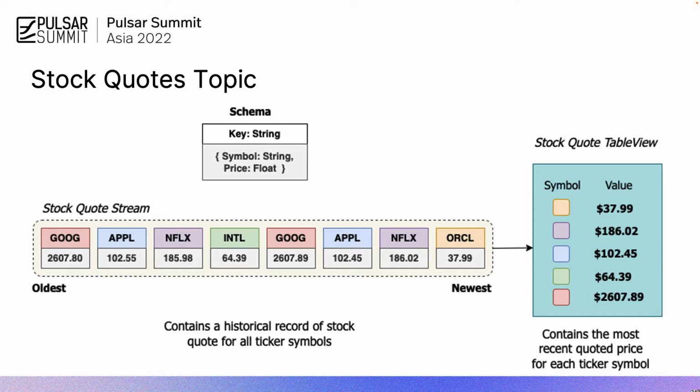Stock quotes are fed into the system as a continuous stream of records, as you might expect. They come in very quickly. They're just quotes for different securities across the stock exchange. Using the ticker symbol as the key allows us to construct a table view that contains the most recently quoted price for each ticker symbol as shown here. This table view changes quite quickly, but it is a good access point to get this information.